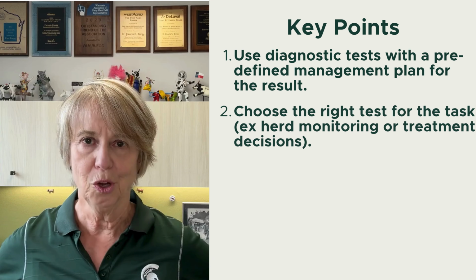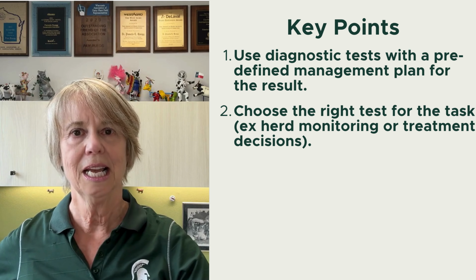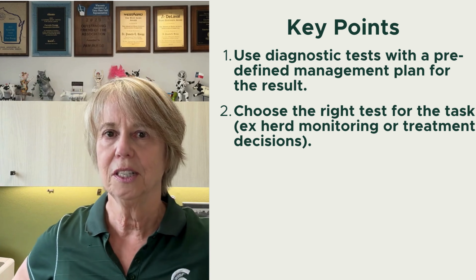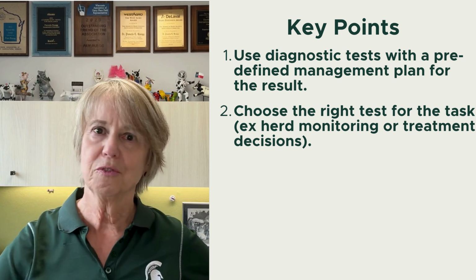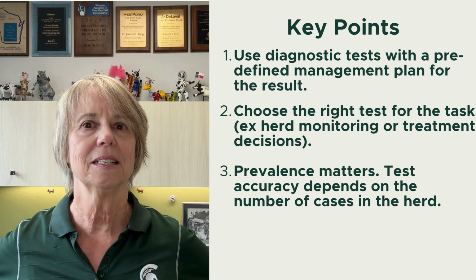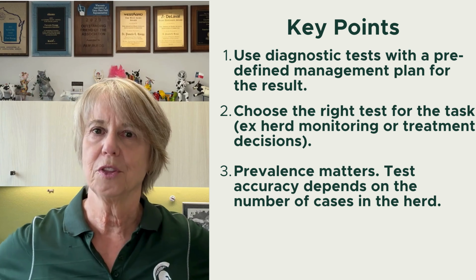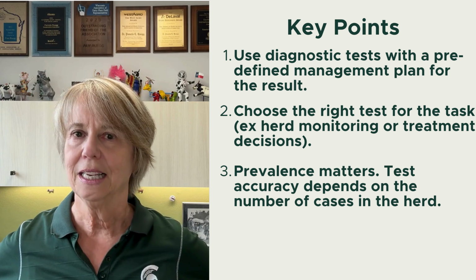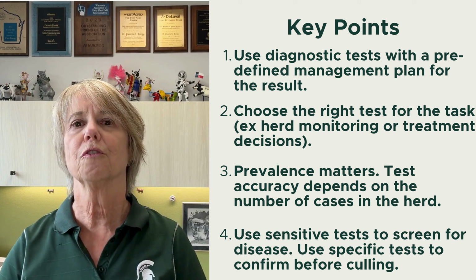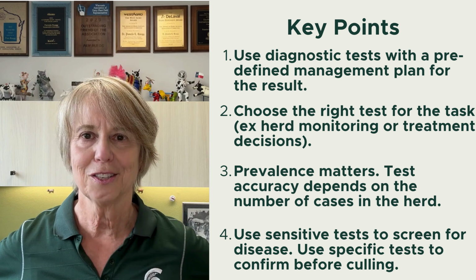Secondly, choose the right tool. Use tests of inflammation like somatic cell count to monitor the herd, and pathogen tests like culture or PCR to drive your cow-level decisions. Thirdly, always remember prevalence matters. The accuracy of a positive or negative test depends entirely on how common that pathogen is in your herd. You'll want to consult with your veterinarian on this. And finally, use the right tests. Use highly sensitive tests to survey for contagious pathogens and highly specific tests to justify culling.